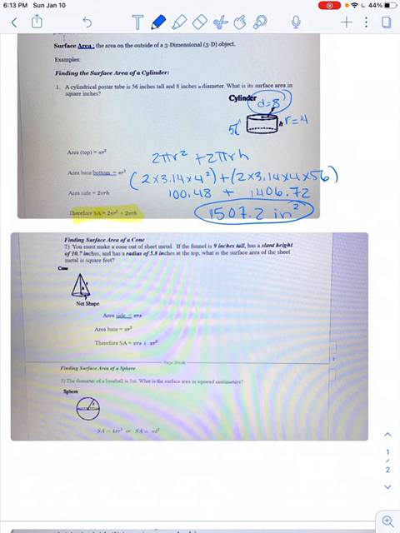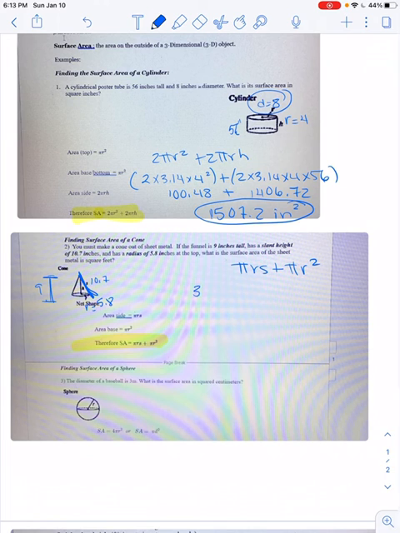When we're doing a cone, the formula for the surface area of a cone is 2 pi rs plus pi r squared. In this case, they're asking for s. The s stands for the slant height. So the slant height is your hypotenuse over here, and they're giving you the height, and they are giving you the radius. So we're not going to be using the height in this.